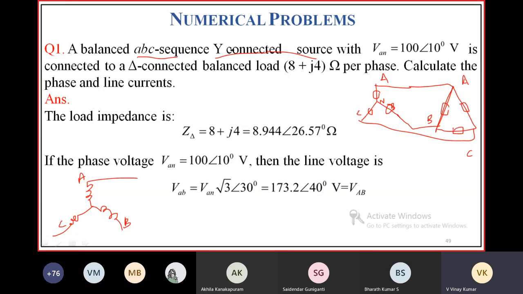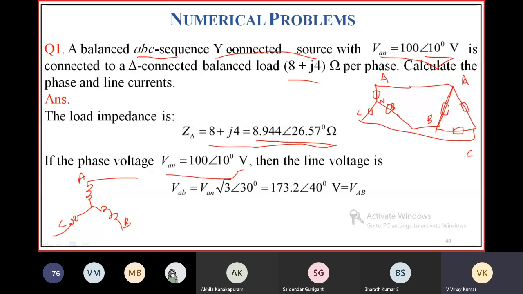So star connected source VAN is equal to 100 at an angle 10 degrees. And the star connected load is 8 plus j4. 8 plus j4 means we can convert this complex form into polar form. You will get this, right? VAN at an angle 10 degrees.